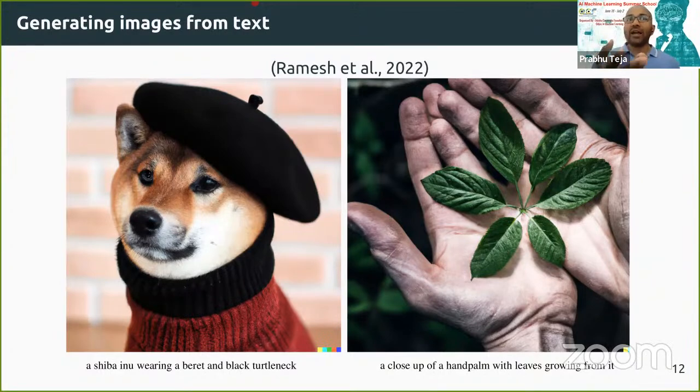Think of the case of digital artists. If I want to draw something or paint something, suddenly I'm not starting from scratch. I can start with an automatically generated image and make it look better. As a digital artist, my life is slightly simpler. Some people say that it kills digital art also, but that's a different discussion.